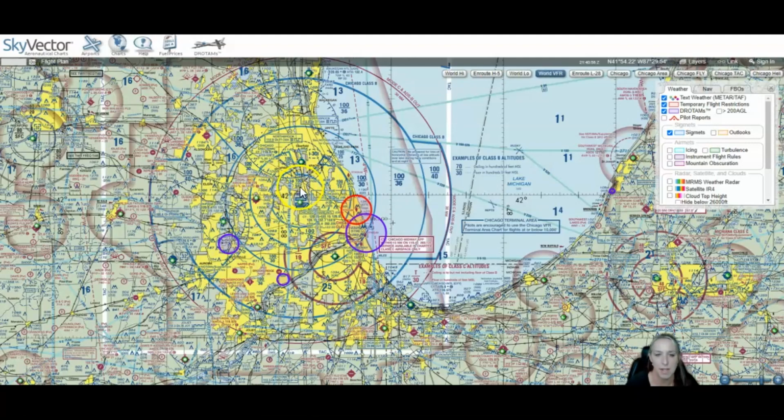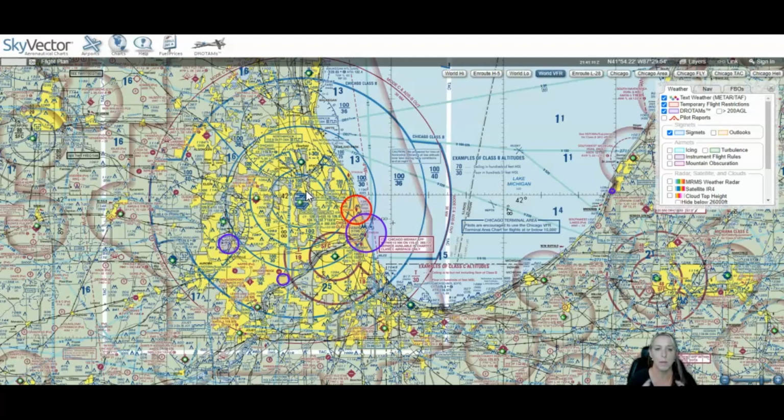As you can see right here, it says SFC and then a line, and then it says 100. That means the Class Bravo airspace starts at the surface of the ground and goes up to 10,000 feet MSL.